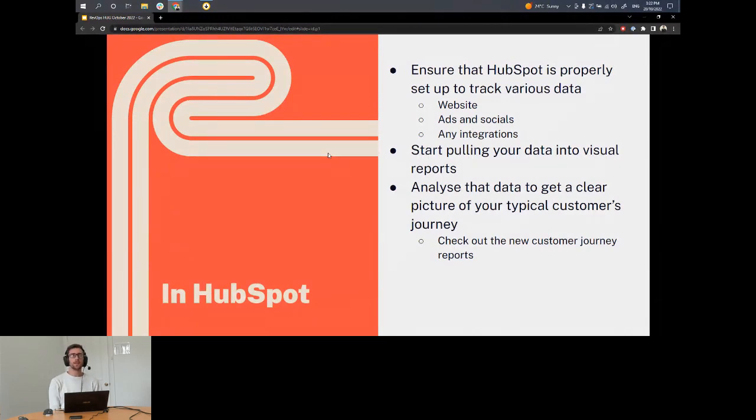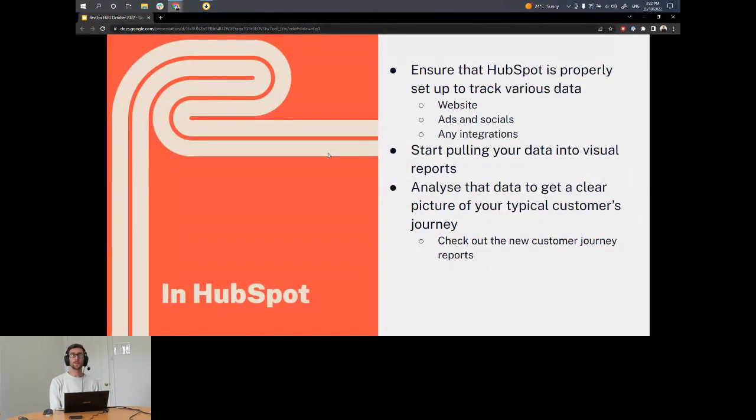Then you start putting your data into visual reports so you can identify key opportunities, bottlenecks, and issues. So you put all your customer data or your historical data into visual reports and try to identify those issues. Then you analyze that data and put together the best possible picture of your typical customer journey.